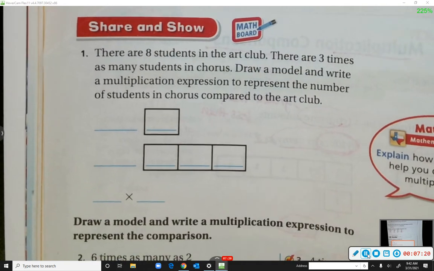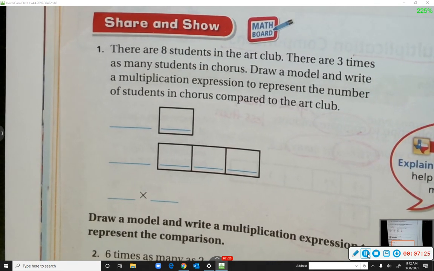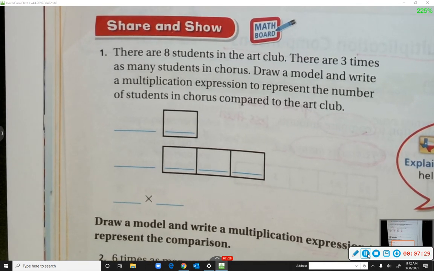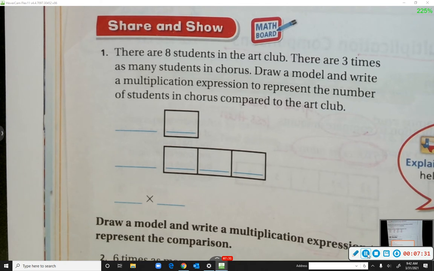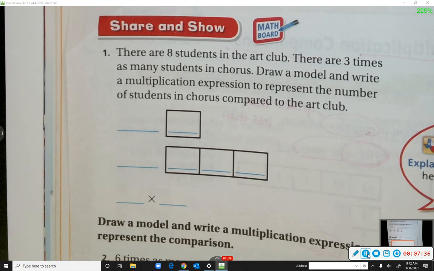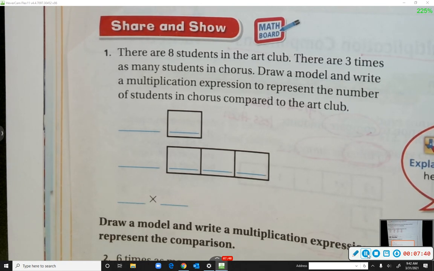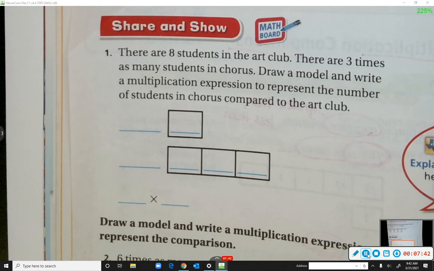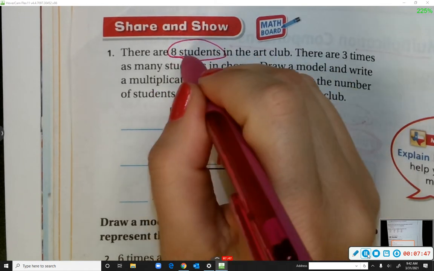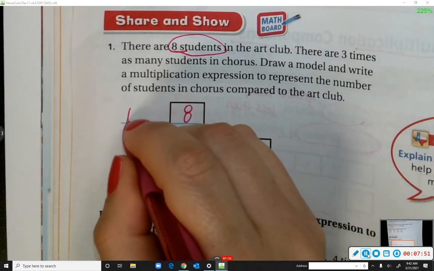Number 1. There are 8 students in the art club. There are 3 times as many students in chorus. Draw a model and write a multiplication expression to represent the number of students in chorus compared to the art club. Okay, so let's circle the important information. How many students are in art club? 8. So 8 needs to go here, and we label that art.